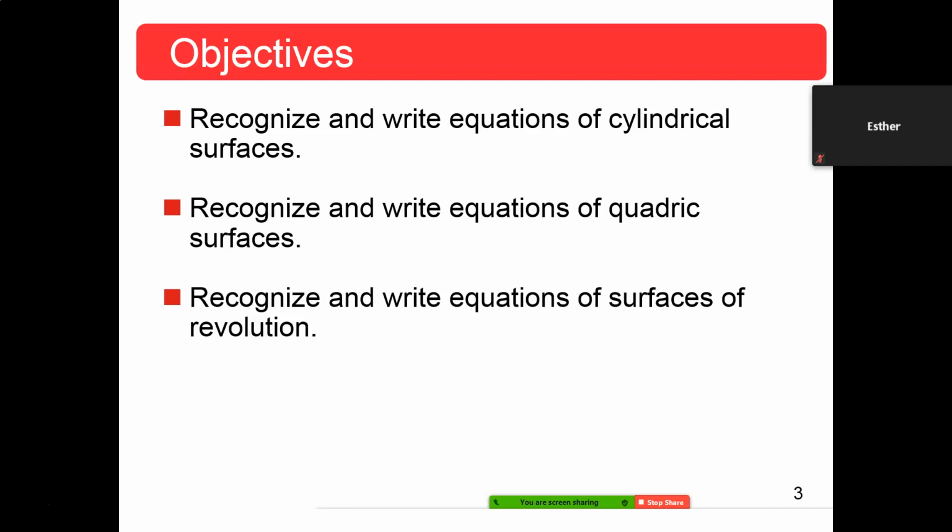But here are our objectives. Recognize and write equations for cylindrical surfaces. That's one thing. Recognize and write equations for quadratic surfaces. That's another issue. That's basically what I'm calling analytic geometry. And then recognize and write equations for surfaces of revolution, which is not too far off from some other stuff we've been doing. So we'll start with cylindrical surfaces, then we'll do a little bit of pause, and I'll do a review of what we call conic sections, because that's where your quadratic surfaces basically are based on.